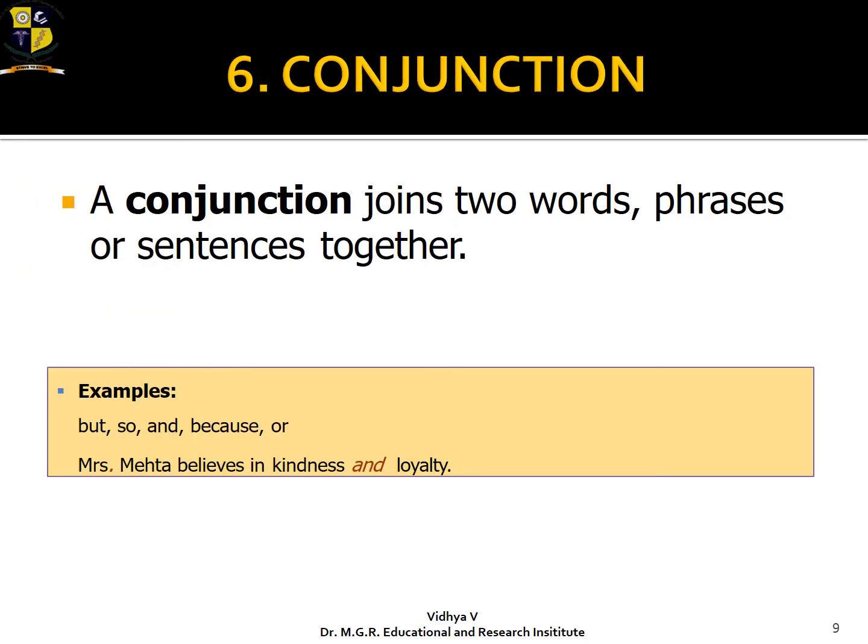Next part of speech is conjunction. Conjunction joins two words, phrases, or sentences together. Examples: but, so, and, or, because. It all comes under conjunction. So Mrs. Mehta believes in kindness and loyalty. So and is actually conjuncting kindness and loyalty together. So that and is a conjunction here.